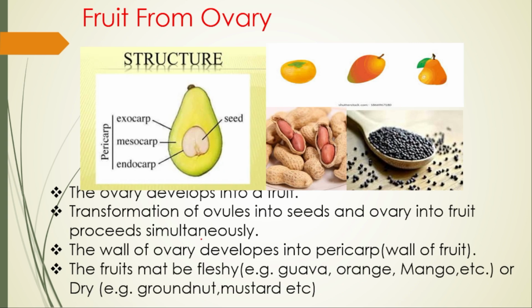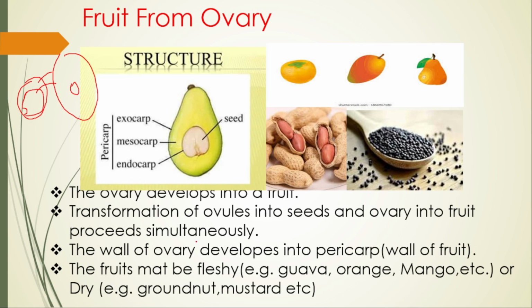Now, formation of the fruit. Fruit is going to form from the ovary. So the ovary develops into what? Fruit. Transformation of ovules into seeds and of the ovary into fruit occur simultaneously. See, just imagine this is the ovary and this is the ovule. This ovary develops into fruit and this ovule develops into seed. That's why inside the fruit we have the seed.